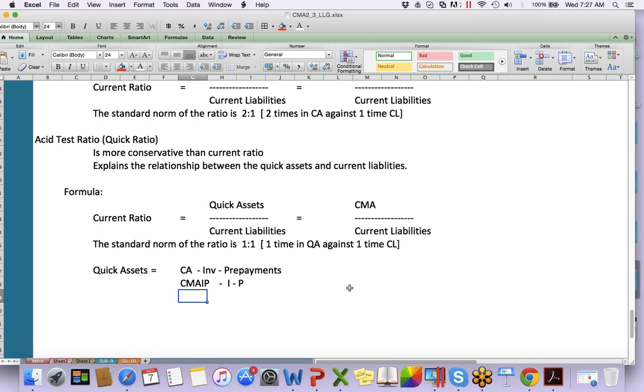It gives you a correct liquidity position because the moment you need cash, you have cash available. You don't need to worry about the payments because you have enough cash. As long as you maintain a quick ratio of 1 is to 1, you don't have any issues with short term payments. But still, sometimes you may have to do some speculation.